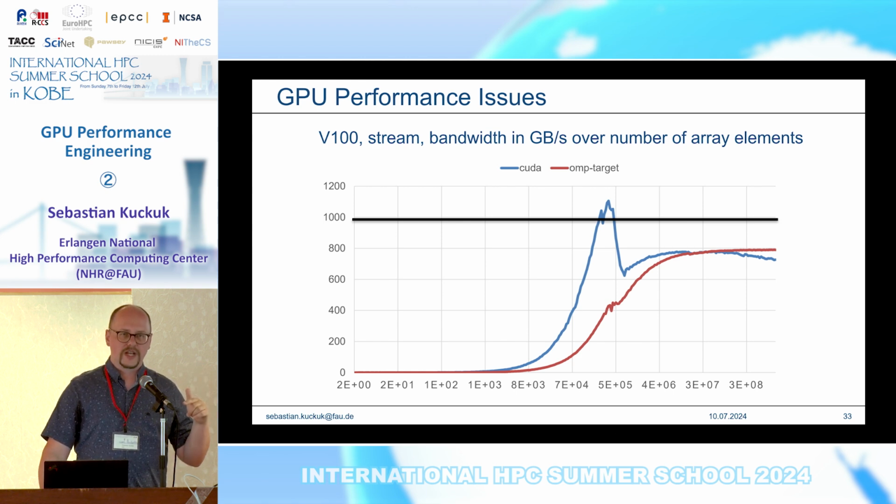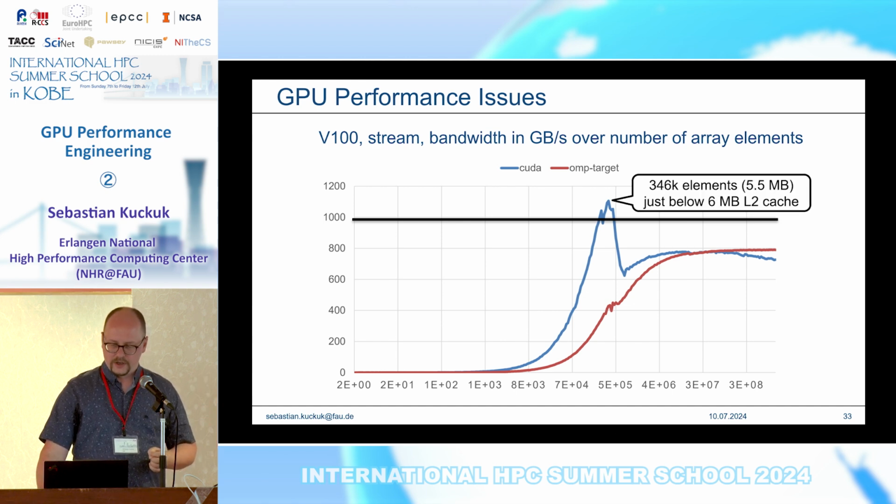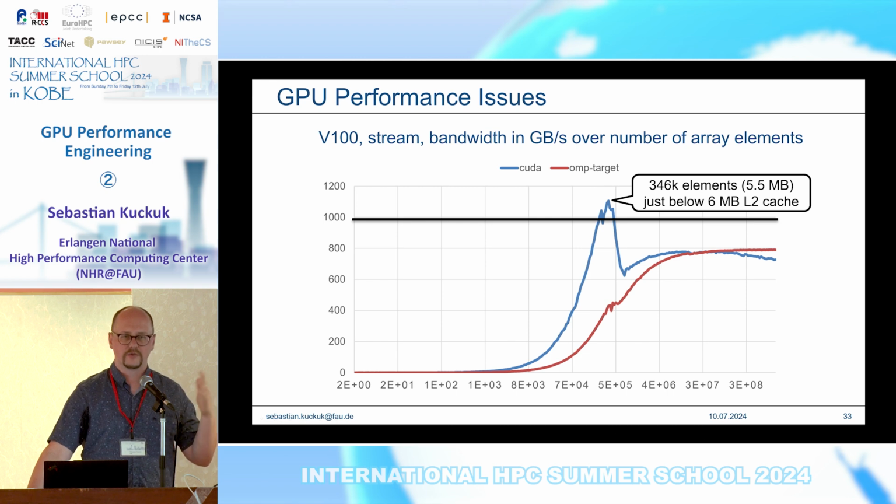Again, for you, this is relevant because if your problem fits into the L2 cache, or a large part of the problem fits into the L2 cache, this is what you want to use, because this is the bandwidth that you want to get with your application. Okay, and just to relate this again, here this is about 350,000 elements. If you combine this all together, this is about 5.5 megabytes of data that we are moving around, which is just fitting into the 6 megabyte L2 cache. So again, you directly see the hardware here in this chart.